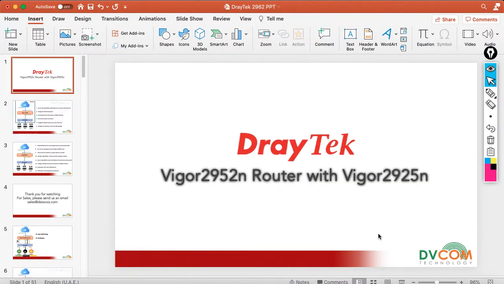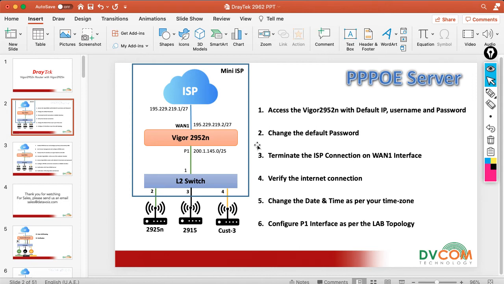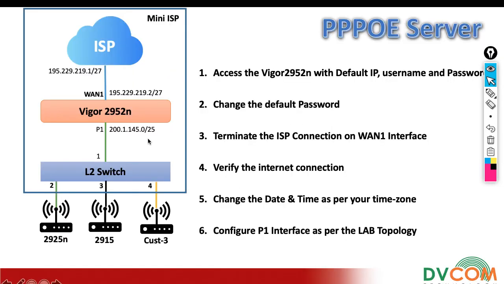Welcome to DVCom Technology. In this lab, I'm going to show you how to configure a PPPoE server. In my lab topology, we have a Draytek 2952N router which is going to act as a PPPoE server, and we have a 2925N router which is going to act as a PPPoE client. I'm going to show you how to build this lab step by step.